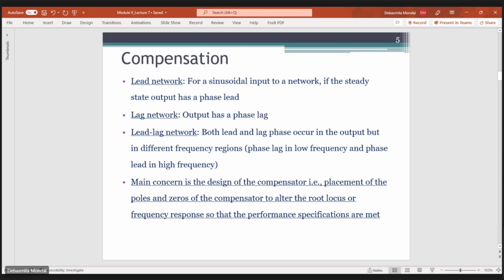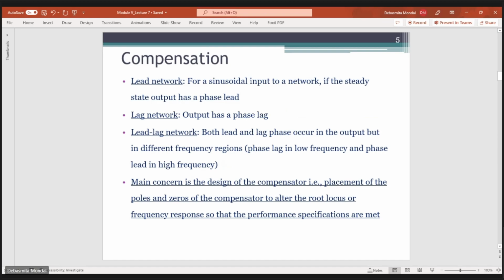Similarly, in case of a lag network, the output would have a phase lag with respect to the input. And when you have a lead-lag network, a combination of both lead and lag, both a leading phase as well as a lagging phase is obtained in the output, but the frequency range at which the leading phase and the lagging phase occur is different. In general, we get the phase lag in the low frequency range, and at the high frequency range we get the phase lead.